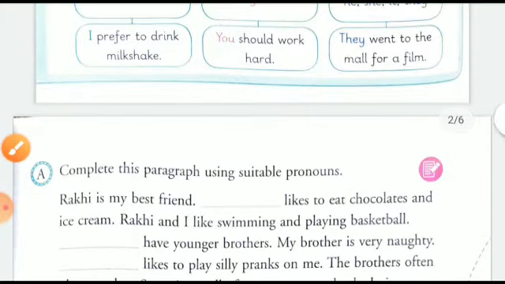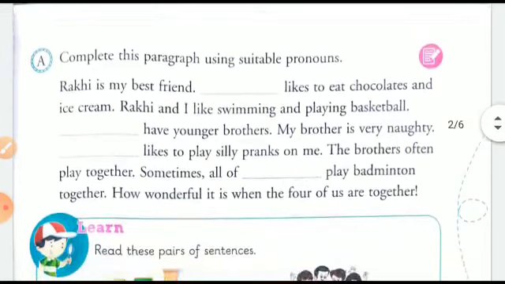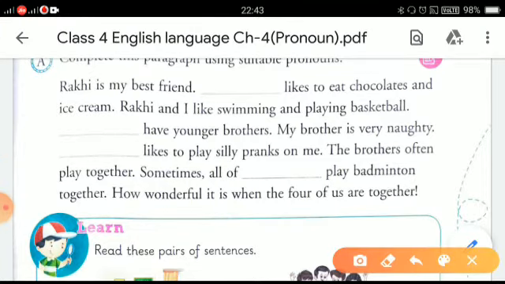Now let's move to the next exercise, and that is complete this paragraph using the suitable pronouns. Rakhi is my best friend. Rakhi likes to eat chocolates and ice cream. Now, Rakhi is a noun. It's a name of a person, and we have to replace it with the pronoun, and that is she. She likes to eat chocolates and ice cream.